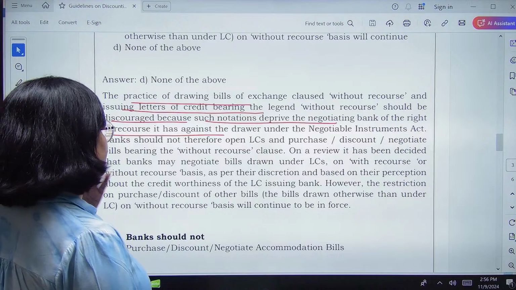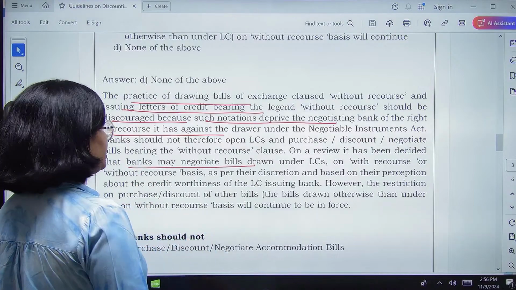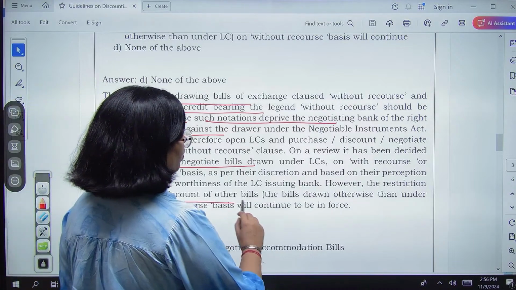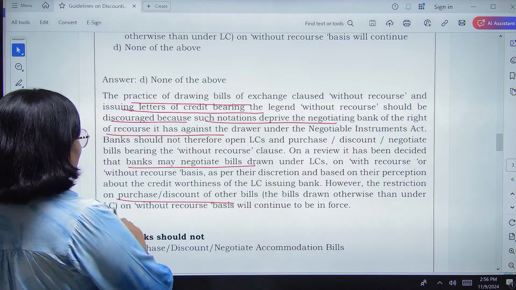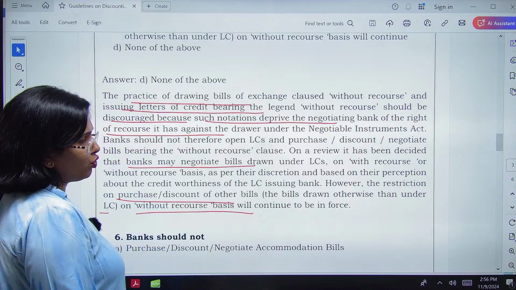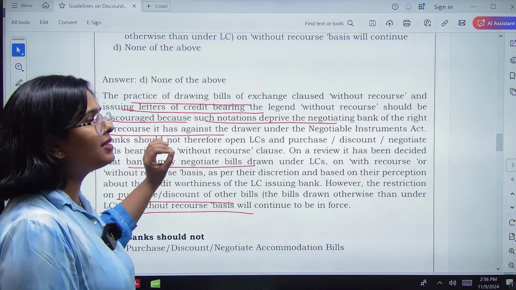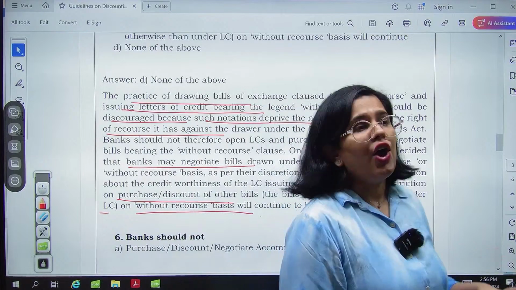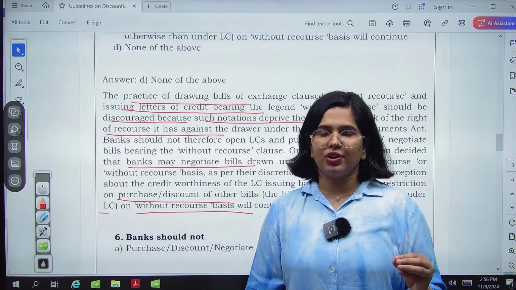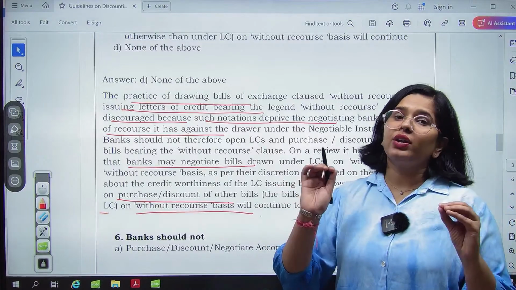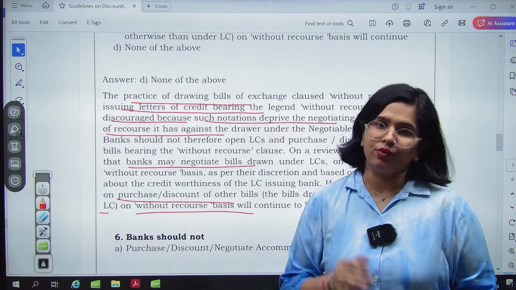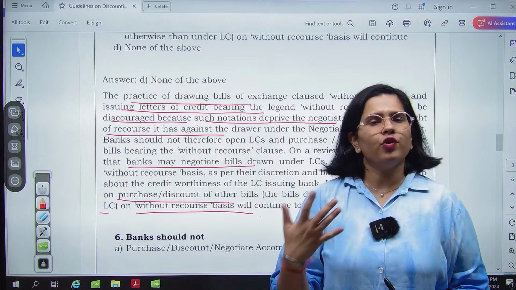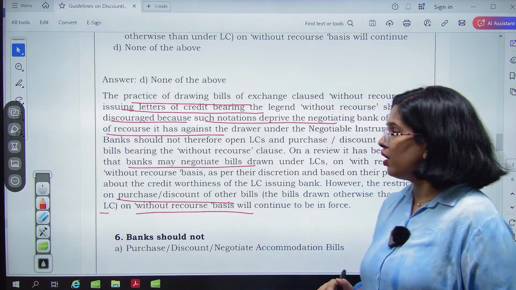So on a review, it has been decided that the banks may negotiate the bills with recourse or without recourse as per their discretion. However, the restriction on purchase or discount of other bills, that is the bills drawn otherwise than on LC, on a without recourse basis, will continue to be in force. तो हमने लेटर ऑफ क्रेडिट से रिलेटेड बिल्स के लिए आपको ये डिस्क्रिशन दे दिया है, बट बाकी बिल्स के लिए, which are not associated with letter of credit, such a restriction of mentioning without recourse on the bill is going to continue. तो हमें सिर्फ इतना याद रखना है that letter of credit के केस में this restriction has been removed and now you have the option to negotiate as per your own wish.